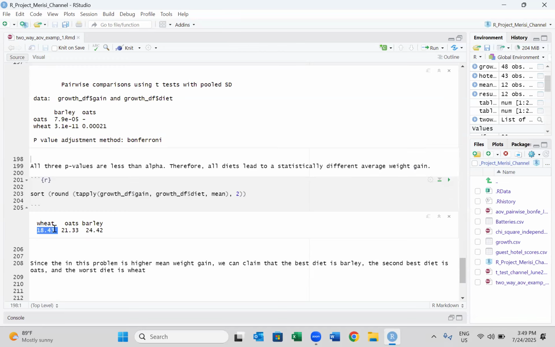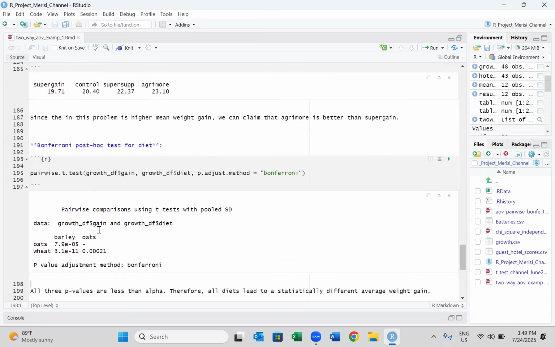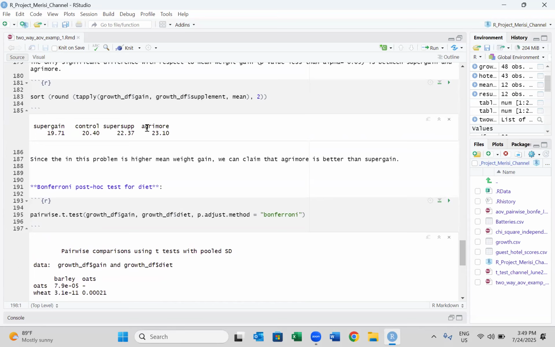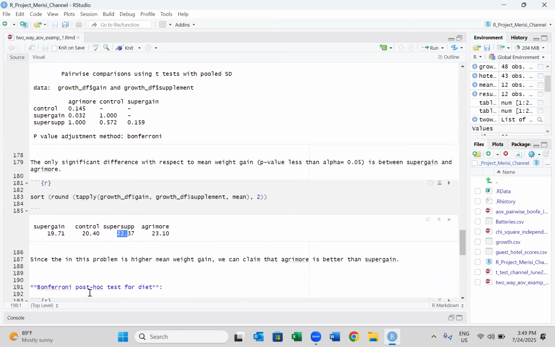Just because they are all significant. So since they are all significant, we can establish that hierarchy. We could not establish that hierarchy here. So we cannot claim that Agrimore is better than Super Sub. No, because the difference between them is not significant according to Bonferroni. We cannot claim that Super Sub is better than Control. No, because the difference between Control and Super Sub is not significant, based on the p-values that we saw here.